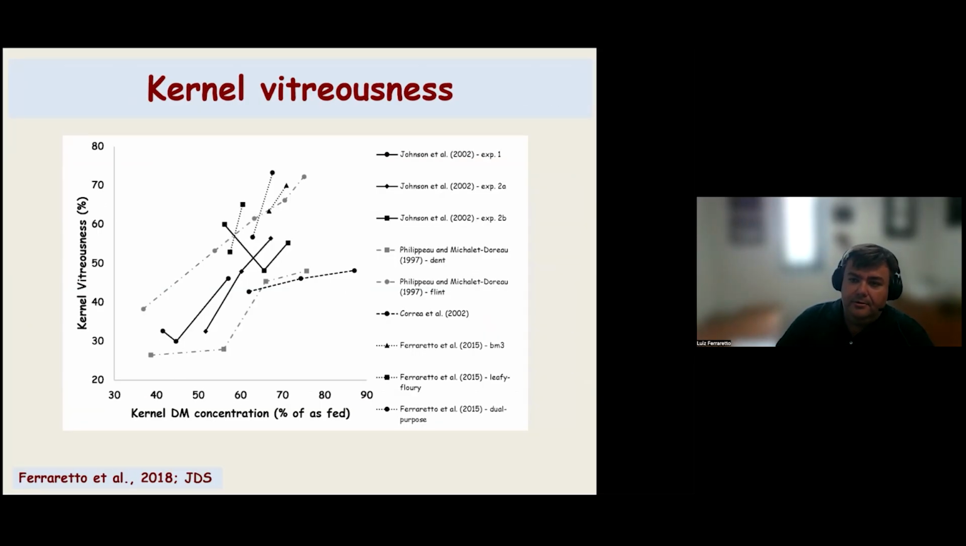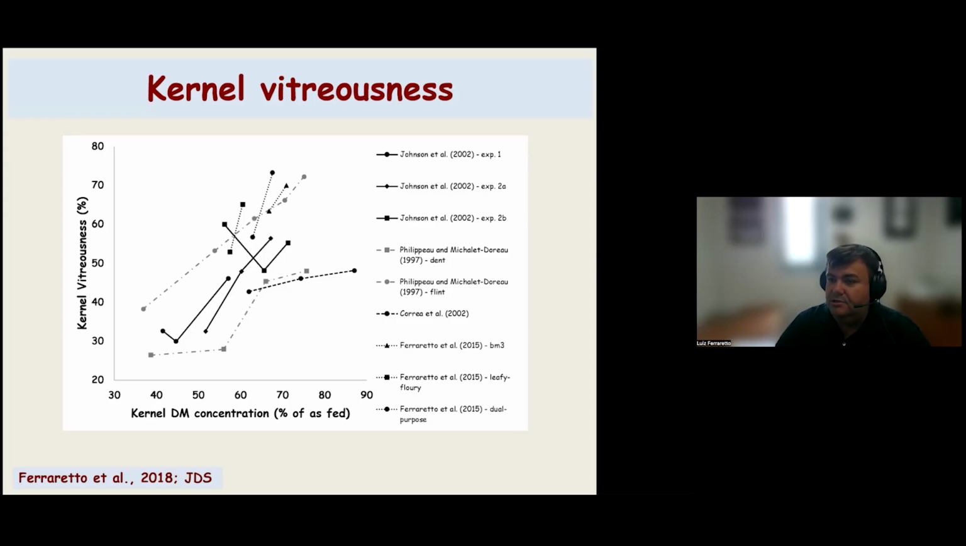The processor, the settings associated with the processor, but also other key factors like maturity, right? And why is that? Well, basically the way the kernel works is as the kernel matures, or as the kernel accumulates dry matter, it gets more vitreous, right? If you're not familiar with vitreousness, it's basically the proportion of that vitreous endosperm to the floury endosperm. In other words, this would be the proportion of the very hard endosperm to the very soft endosperm. What does that mean for processing? That means that the harder the kernel is, the more difficult to break, and consequently you may end up with more fecal starch.